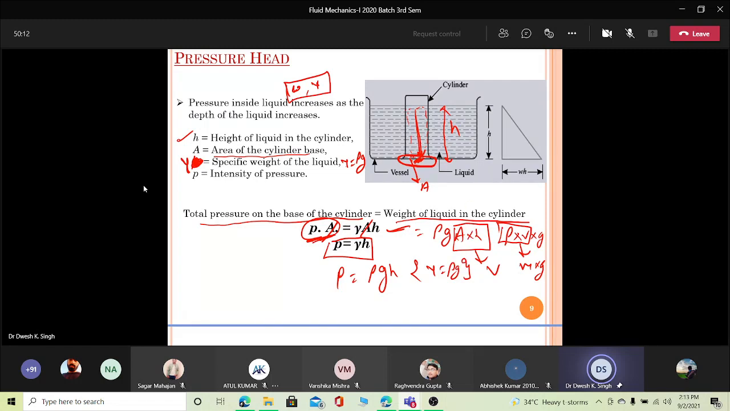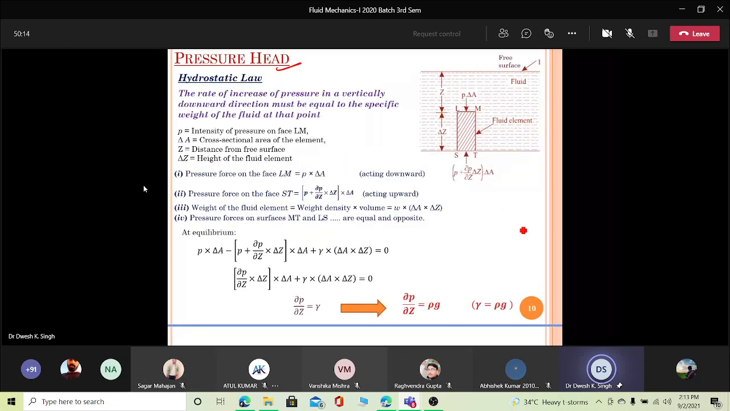But okay, now we can move on. During the finding of this pressure head, it is called the hydrostatic law. So what is this hydrostatic law? The rate of increase of pressure in a vertically downward direction must be equal to the specific weight of the fluid at that point.